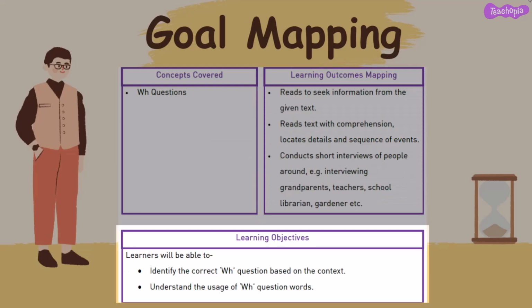Learning objectives, on the other hand, are goals that are to be achieved at the end of the execution of this WH questions PBL, wherein learners will be able to identify correct WH questions based on the context and also understand the usage of WH question words.